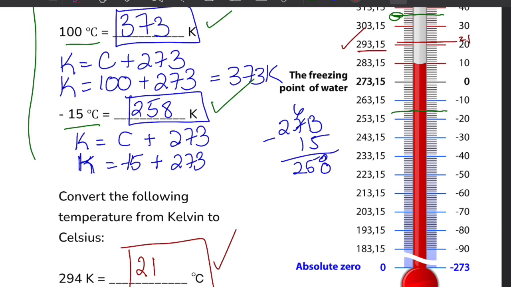Remember, Kelvin is the base unit of temperature in the SI system, and 0 Kelvin is absolute zero, the coldest temperature ever, theoretically. All right, make sure to practice, and best of luck.